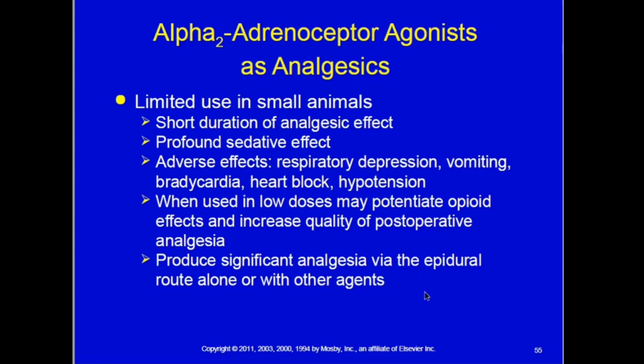Coming to alpha-2 adrenoreceptor agonists as analgesics, they have limited use because of their short duration of analgesic effect and profound sedative effect. Adverse effects will be respiratory depression, vomiting, bradycardia, and sometimes heart blocks. When used in low doses, they may potentiate opioid effects and increase the quality of postoperative analgesia. They are basically used by the epidural route along with some other local anesthetics.